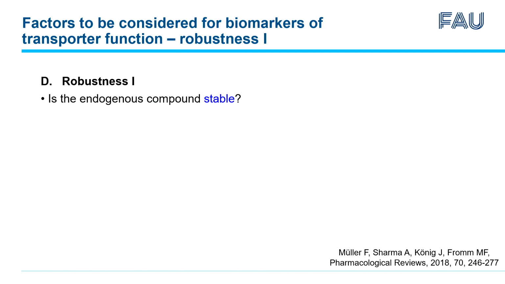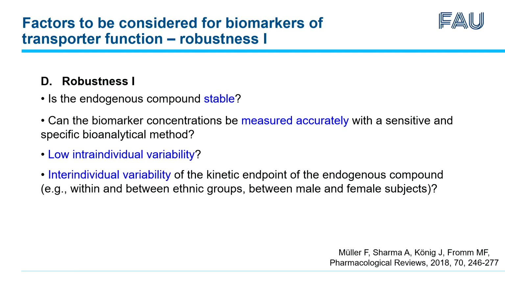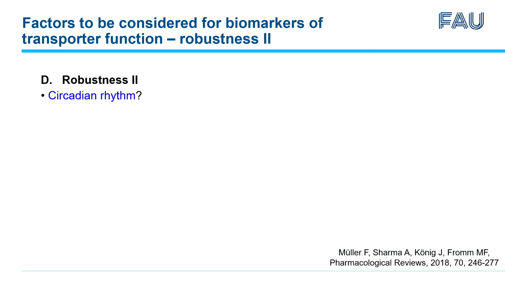Regarding robustness, there's of course the issue that the biomarker should be stable and good to measure in our samples, plasma samples or urine samples. Ideally, it should have a low inter-individual variability, and this thing is not working all the time. Regarding inter-individual variability, we need to know factors changing biomarker disposition. For example, are there differences between ethnic groups, or are there gender-dependent concentrations of the respective biomarkers?